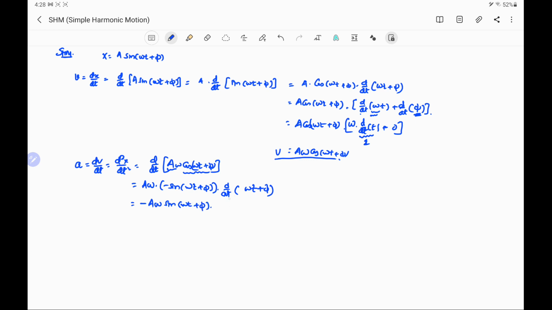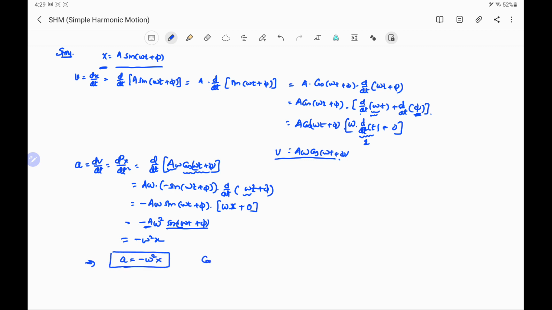differentiating this omega t plus phi, the differential of a sum is the sum of differentials. First we differentiate omega t, omega is constant, the remaining is t, and on differentiating t with t we get 1, plus phi is constant, so differentiating a constant we get 0. Therefore, finally we have minus a omega square sine omega t plus phi. And it is given that a sine omega t plus phi is the displacement, so we can write it as minus omega square x. Therefore, we finally get acceleration equal to minus omega square into x.